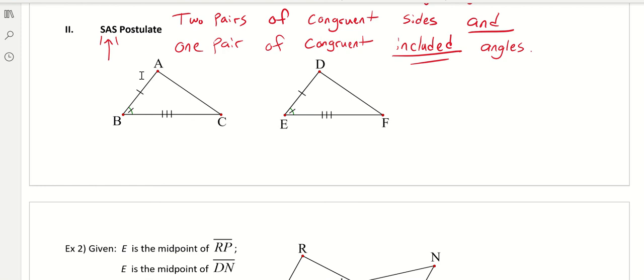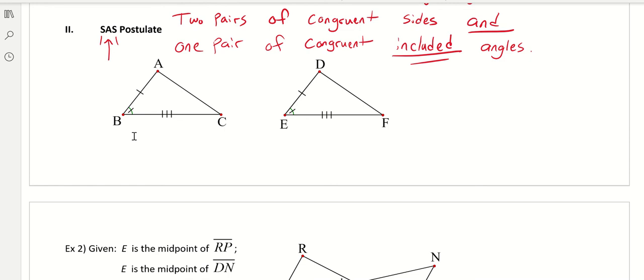Notice we have a pair of sides here, AB congruent to DE, one tick mark and one tick mark. We have a second pair of sides, BC, three tick marks, EF, three tick marks. And notice we have an angle, angle B, congruent to angle E, one tick mark for each of those.